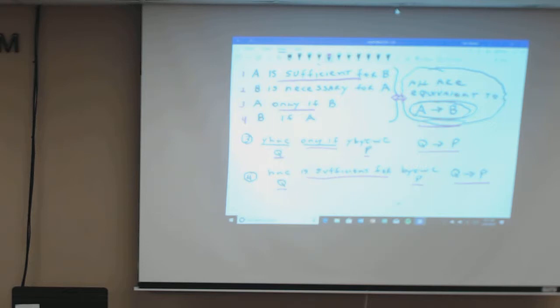You follow that? But see, this said sufficient. So sufficient says A and B, the order stays the same.